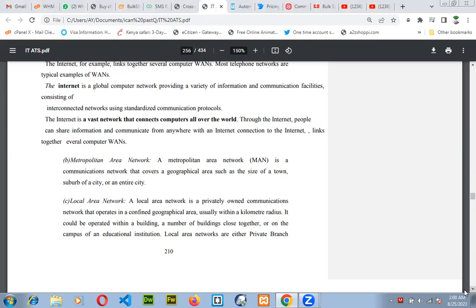Geographical area span, whether it's within a region or a country, it's debatable. So I would rather allow you to know that there's something called a metropolitan area network. But in the real sense, in the professional world, it's the same facility that the wide area network uses that you use for the metropolitan area network. The difference is that for a wide area network, the distance is far longer than the metropolitan area network. Now, the local area network.